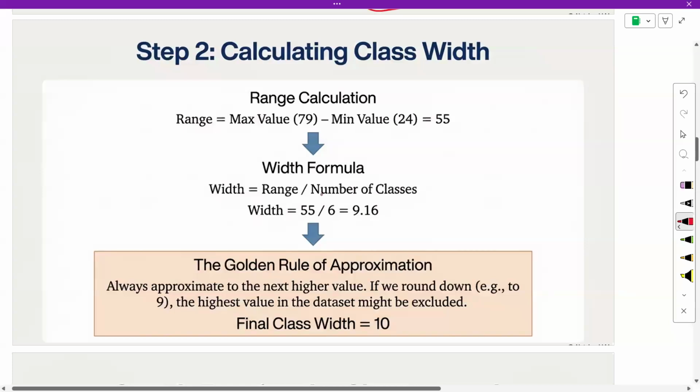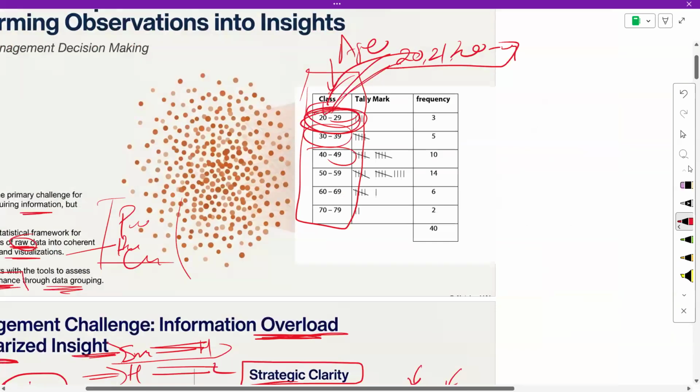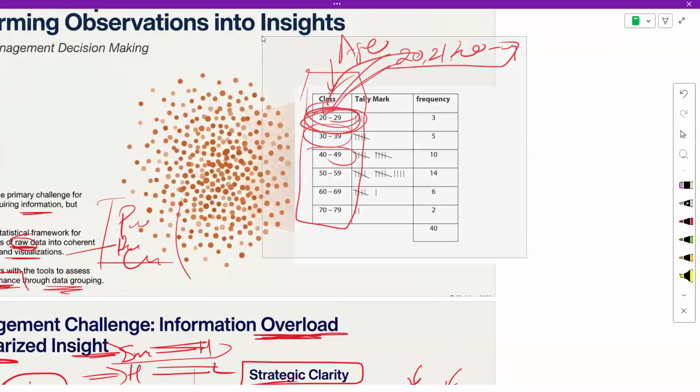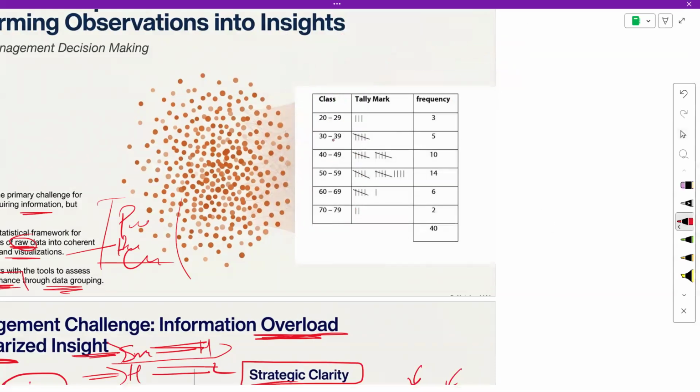Step 2, calculating class width. Class width is this. When you look at the data here, this group is 20 to 29. This is the width, and this is the width, 30 to 39, 40 to 49. This is called class width.